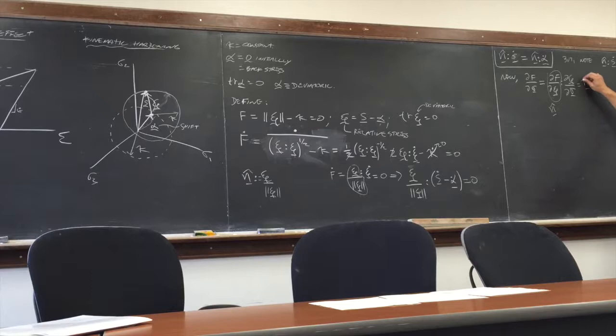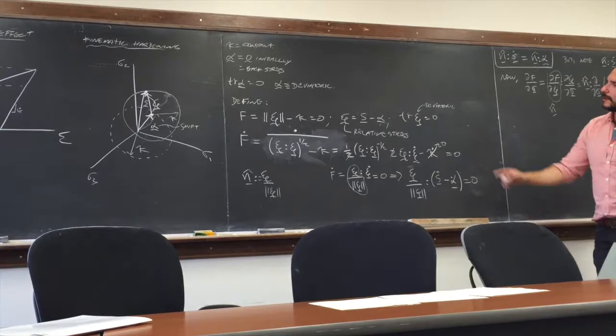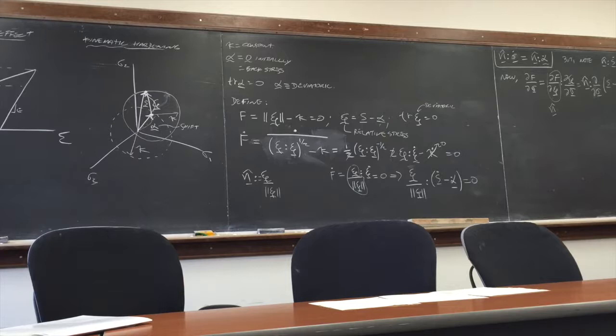So this becomes n hat double contracted with d c, d of c with respect to sigma. Where is c? S minus alpha. This will boil down to n hat double contracted with whatever this turns out to be, because alpha is not a function of sigma. It's independent. But we already know this. What is this? The deviatoric part of a tensor derived with respect to the tensor itself. Do you remember what it was?